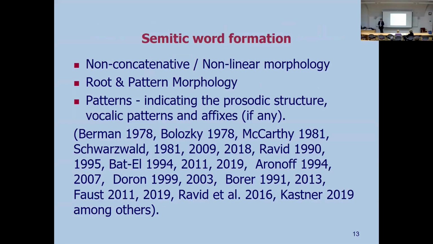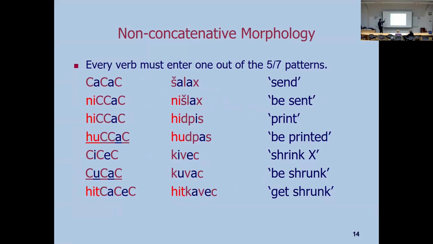Okay, some background about Semitic word formation. As you know, it relies on non-concatenative or non-linear morphology, which is the combination of root and pattern. The pattern indicates the prosodic structure, the vocalic pattern, and in some cases, there are also affixes. In Hebrew, every verb must enter one of the 5 or 7 patterns. Why 5 or 7? Because 2 of them are only passive and their formation is automatic. So it depends how you count and who you ask.